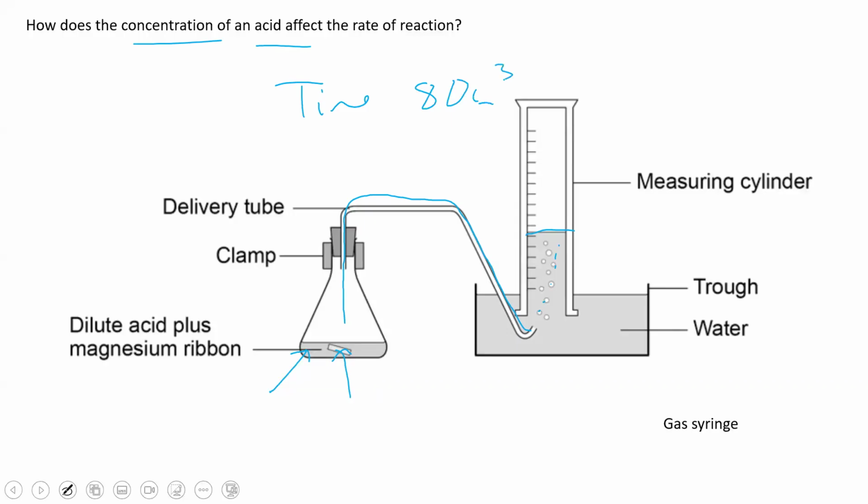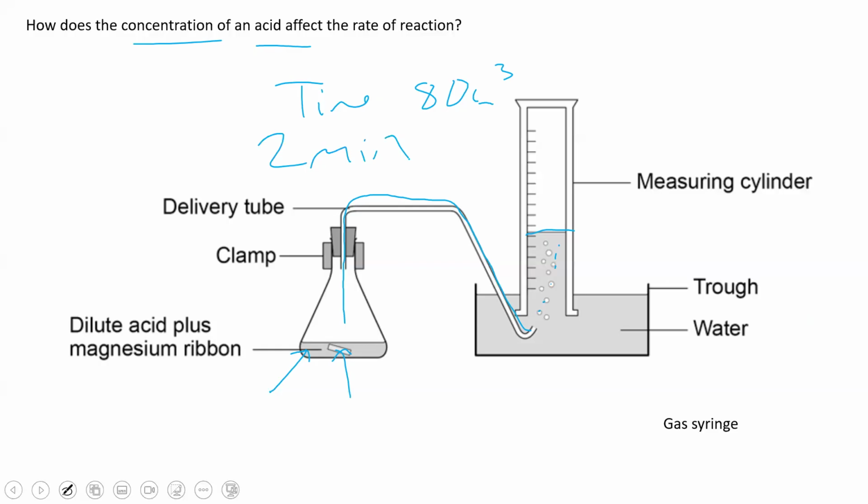Or what you can do is you can just do the experiment for 2 minutes. Now, the problem with doing it for 2 minutes is the fact that it could fill up way too quickly and then you wouldn't have any water left in the measuring cylinder. So what they're actually asking in this is, how does the concentration of acid affect the rate of a reaction?